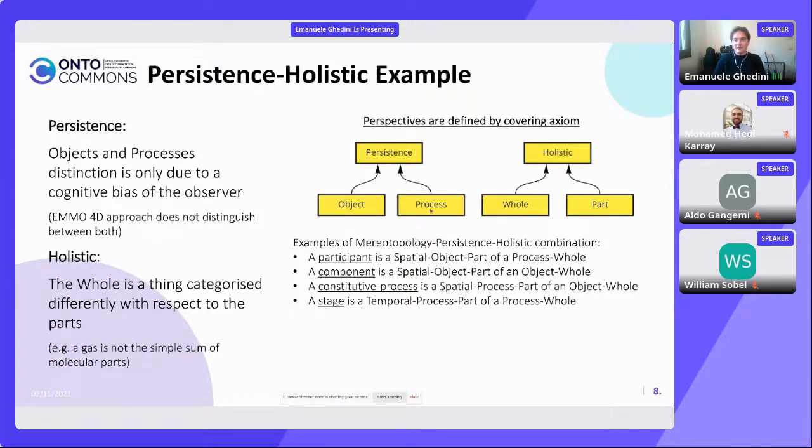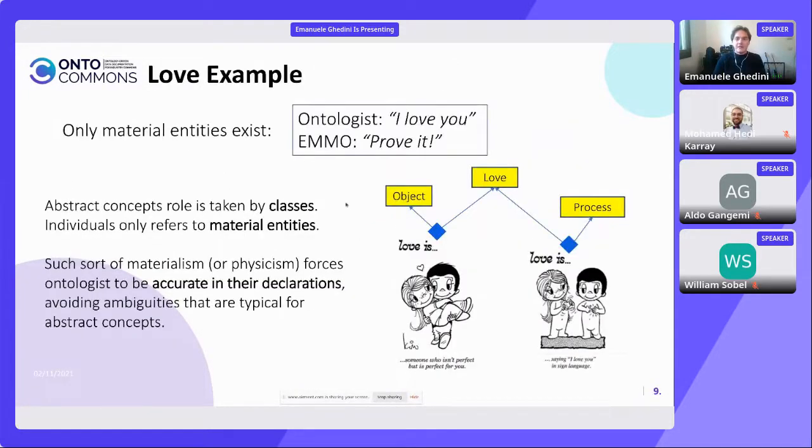of specific subconcepts. Another example is materialism. So if an ontologist in the EMMO says "I love you," then the EMMO asks to prove it. So in this sense, if you want to find the class of objects that express love, so we have no absolute thing.